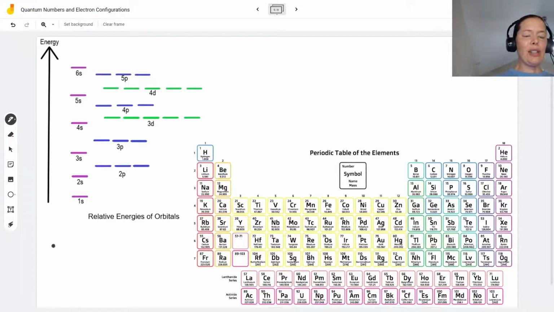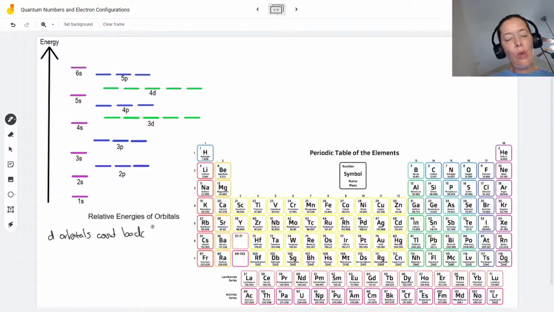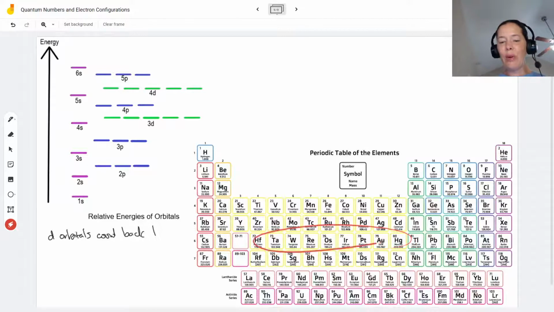So I'm going to actually just write that down. d orbitals count back 1. All right, so that means if I'm looking at the d orbitals in this period here, this row here, they're in row 6. That means these are the 5d orbitals. They are not the 6d, they are the 5d orbitals. The same thing happens with the f orbitals.